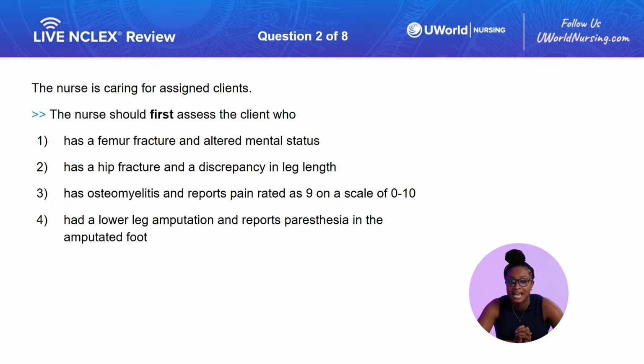So option 1 has a femur fracture and altered mental status. Option 2 has a hip fracture and a discrepancy in leg length. Option 3 has osteomyelitis and reports pain rated as 9 on a scale of 0 to 10. And option 4 has a lower leg amputation and reports paresthesia in the amputated foot.